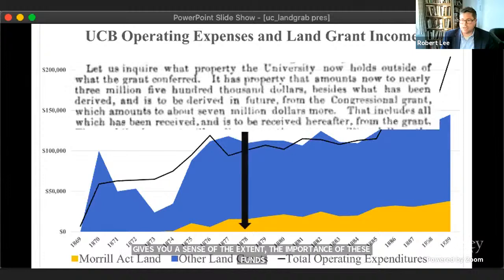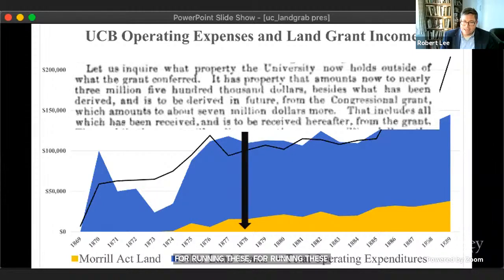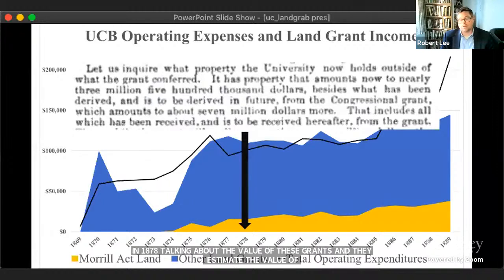And if you just go to the next one, they knew it at the time too. This is a little clip from the state constitutional convention, the California State Constitutional Convention in 1878, when they're talking about the value of these grants, and they estimate the value of the congressional grant, that's all these federal land grants, as approximately $7 million. In today's dollars, that's about 181 million dollars, which is a lot, but not a lot compared, I guess, to some large universities' endowments today.